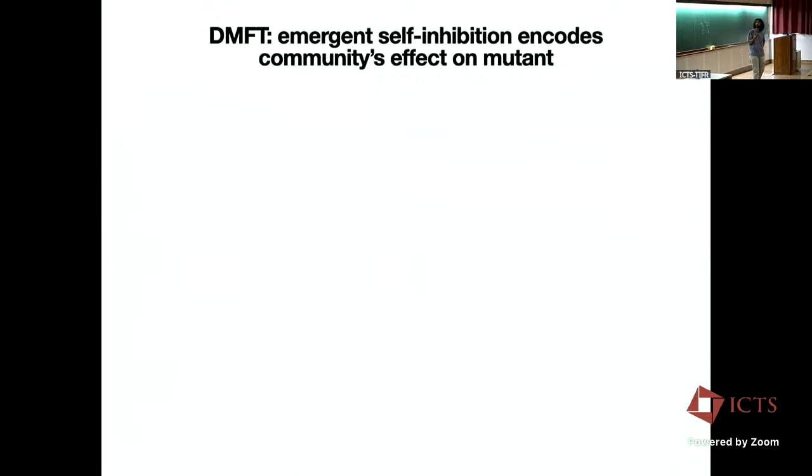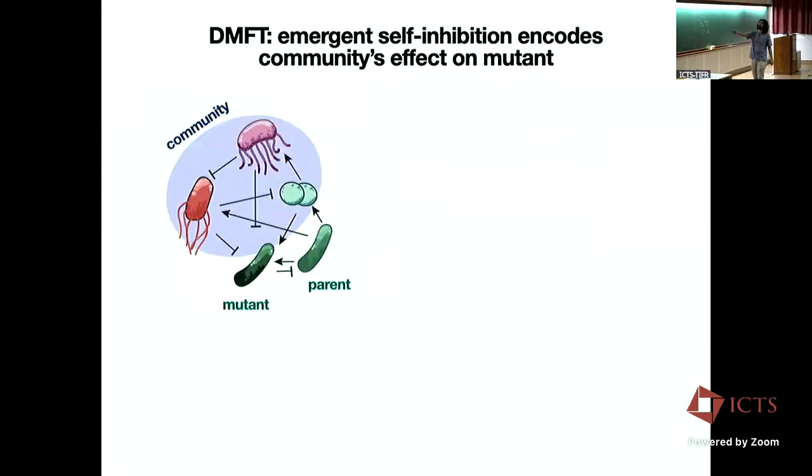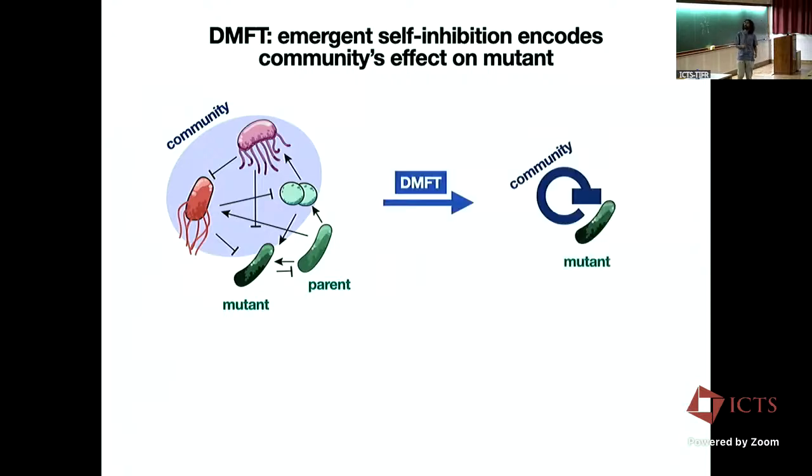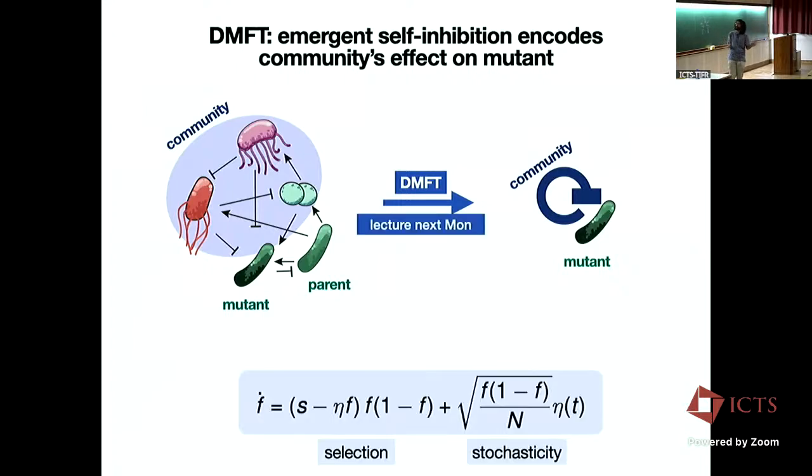Okay, so when you do this sort of DMFT, what you learn is that there's effectively one parameter, the emergent self-inhibition of this mutant, that really encodes all of the details of how the community acts on this particular mutant. So the idea is you start from this picture where there's a community, the parent and the mutant, and you essentially want to coarse grain away the community and the effect of the community. And once you do it, you end up with some model describing the frequency of this mutant where there's an extra term whereby the mutant inhibits itself, and that's where all of the effect of the community is. And so when you do that, you end up with dynamics that look like this generically.